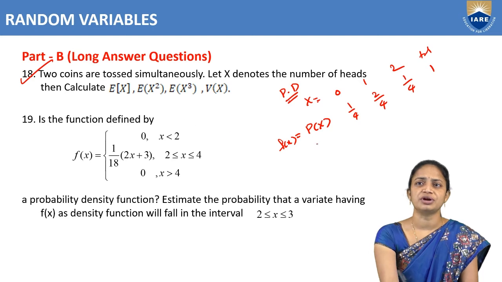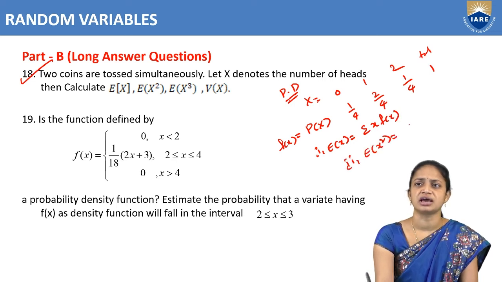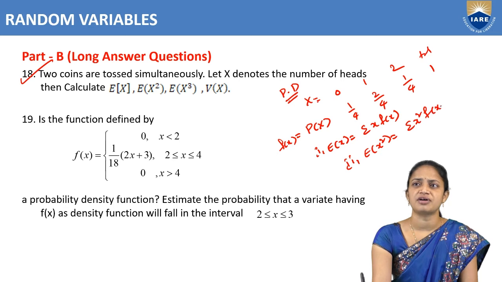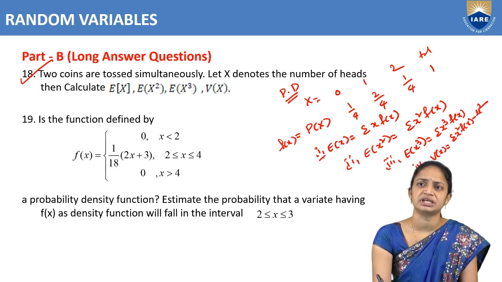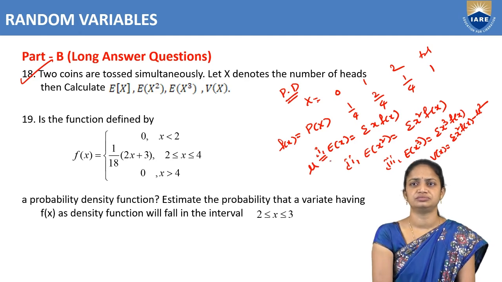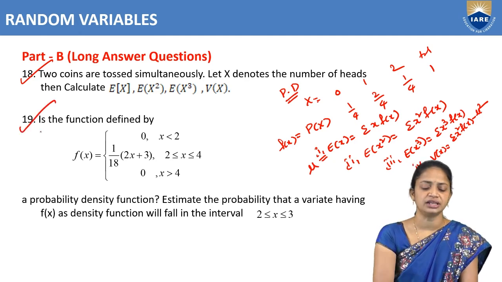So what is E of x? The first one, the formula for E of x, is summation x into f of x. The second is the expectation of x square, summation x square f of x. The third is the expectation of x cube, summation x cube f of x. And the fourth is the variance. The variance of x is summation x square f of x minus mu square. We know that the expectation of x is nothing but mu.